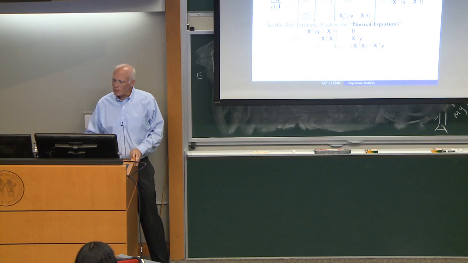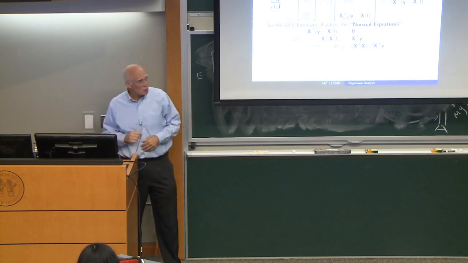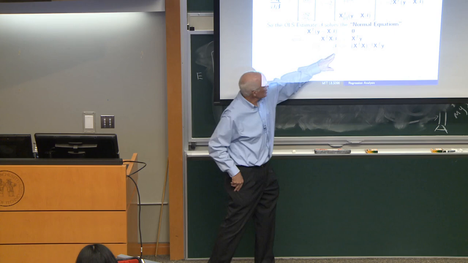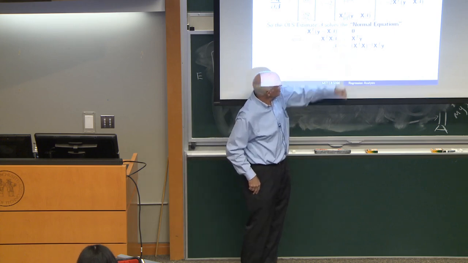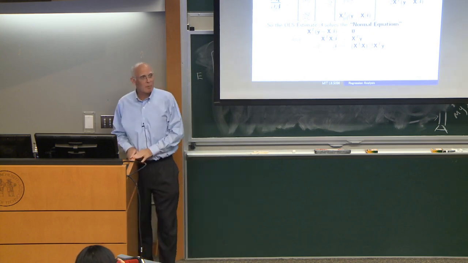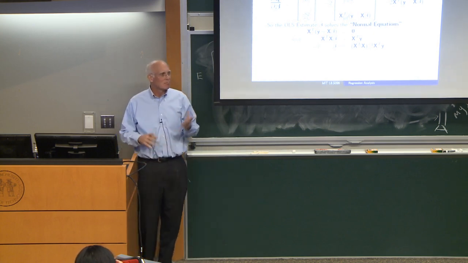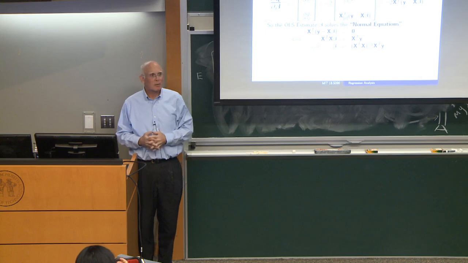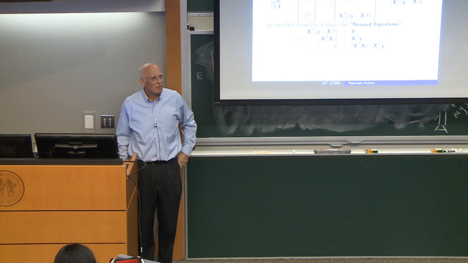This particular solution for beta hat assumes that (X transpose X) inverse exists. Who can tell me what assumptions we need to make for X transpose X to have an inverse?